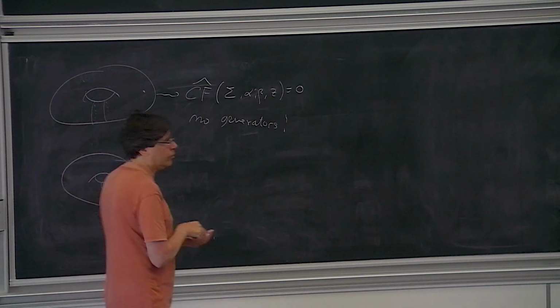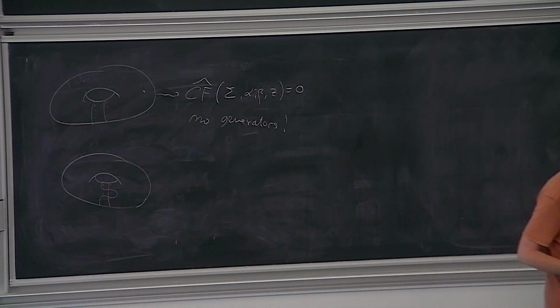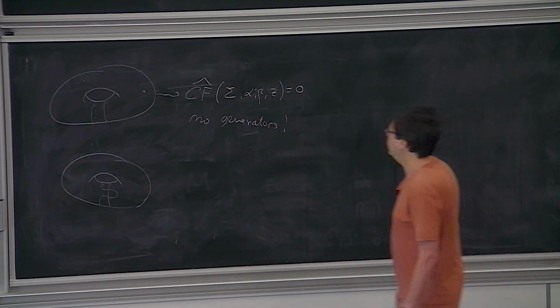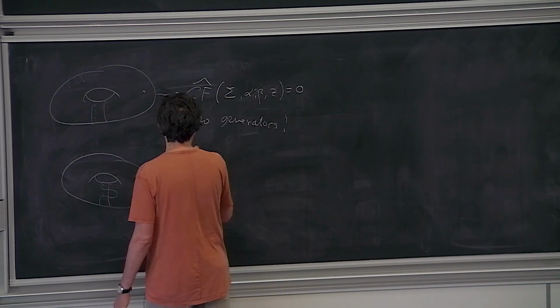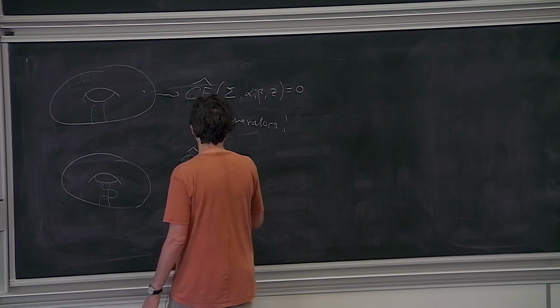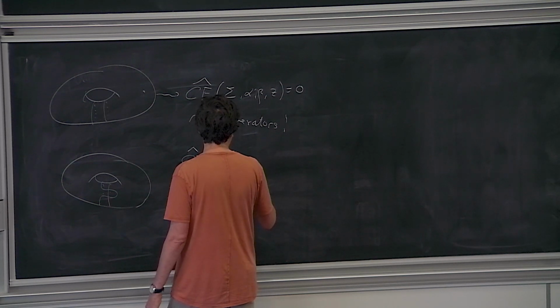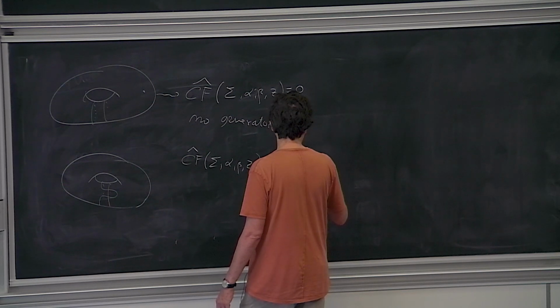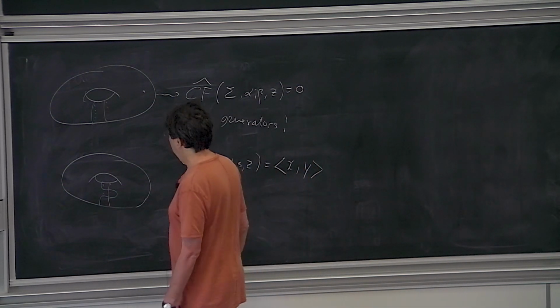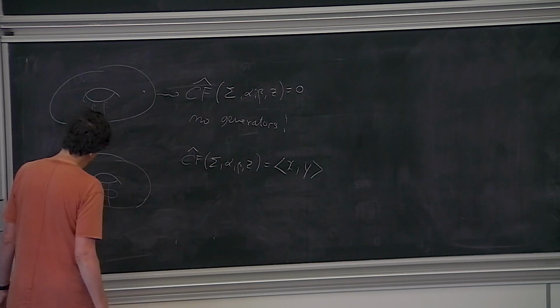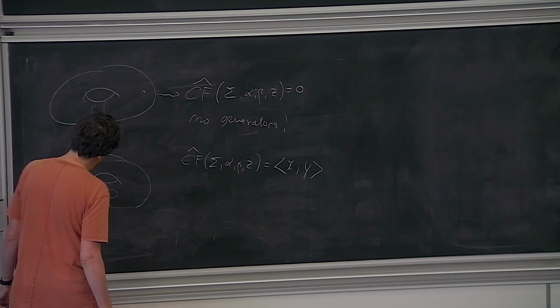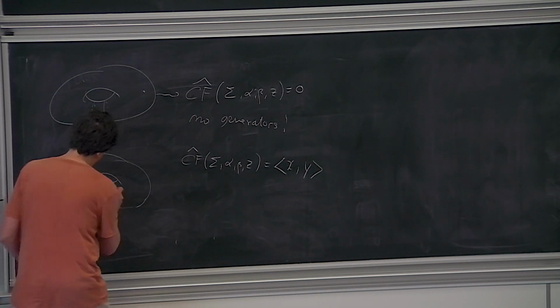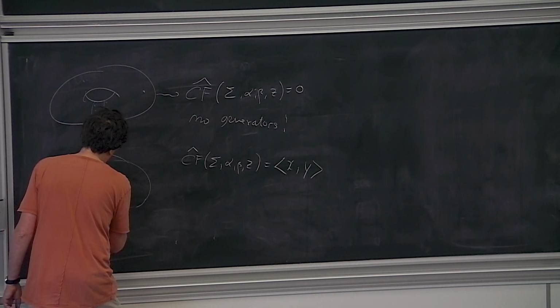Where we create two intersection points. And here, see, CF hat of sigma, alpha, beta, z is generated by the two intersection points, which I call x and y. Let's see who is x and who is y. So this is x. And this is y.